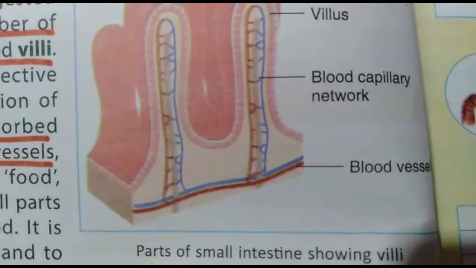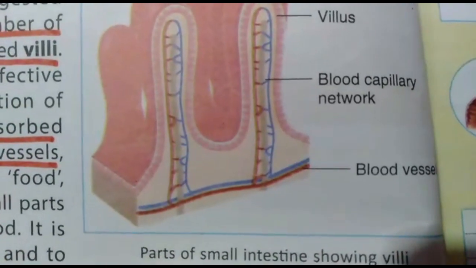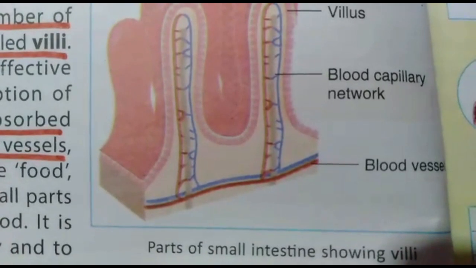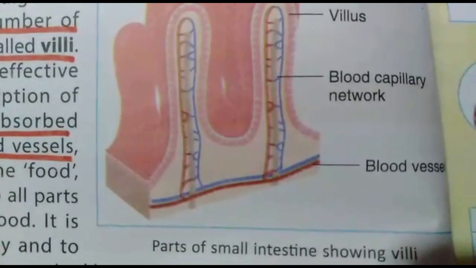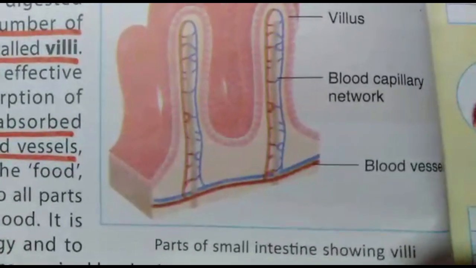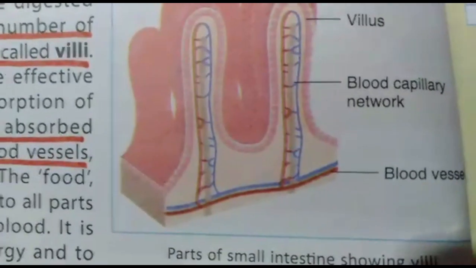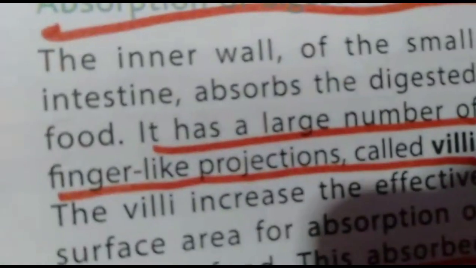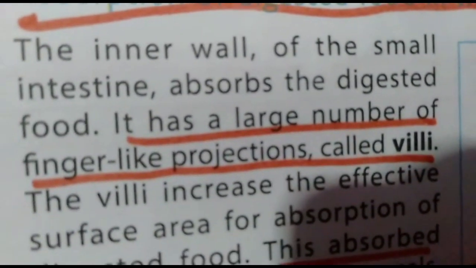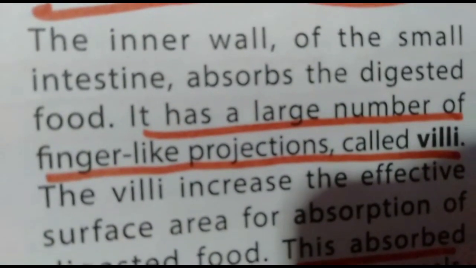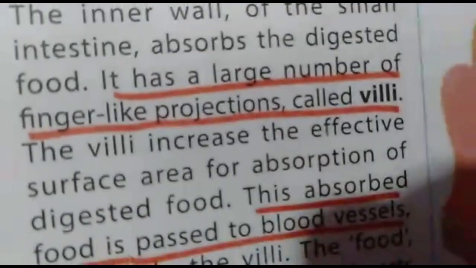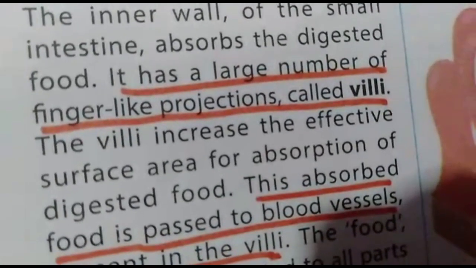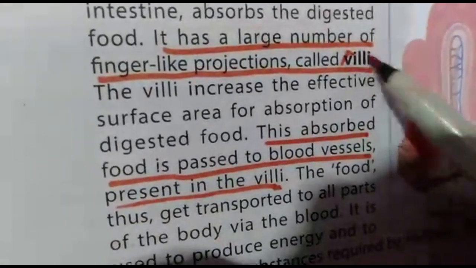Blood vessels are there. What will the blood vessels do? Whatever nutrients are absorbed in the small intestine will be passed to the blood vessels, and then they will be distributed throughout the body. So let us study about the villi. The inner wall of the small intestine absorbs the digested food, and it has a large number of finger-like projections, which are called villi.